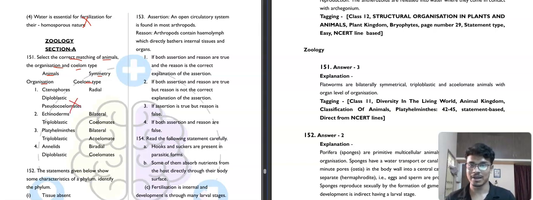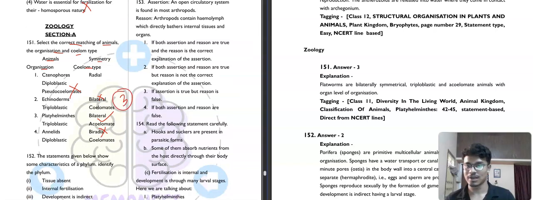Then echinodermata, bilateral, triploblastic, coelomate. The symmetry is given as bilateral. No, they have radial symmetry. Then platyhelminthes, bilateral, triploblastic, coelomate. Correct. Then annelids, biradial. No. So the third option will be our correct answer.